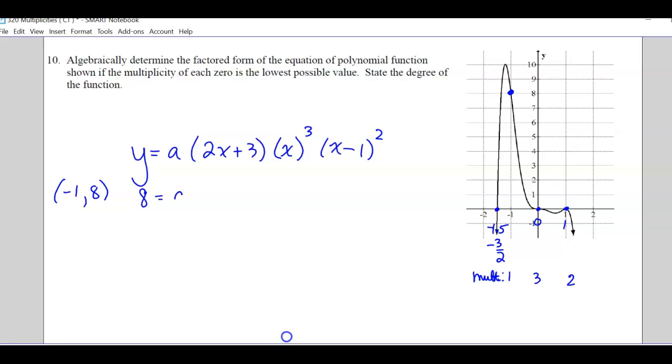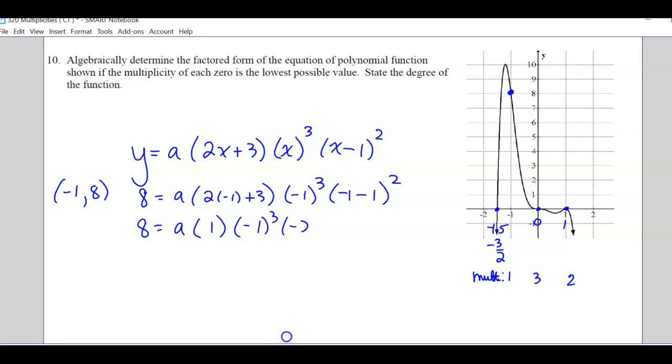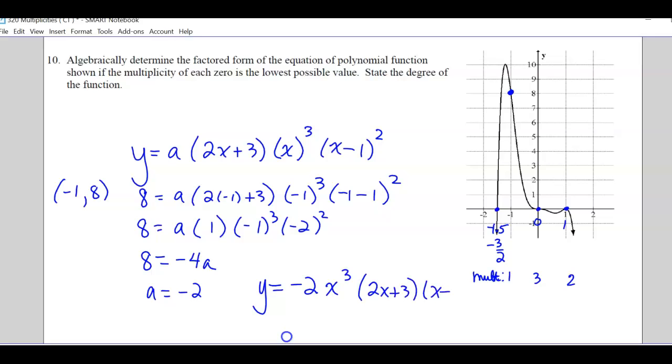So 8 equals a times (2 times negative 1 plus 3), negative 1 cubed, (negative 1 minus 1) squared. Okay, so that's going to be negative 1 times 4 is negative 4a, so a equals negative 2. Now when I write it, I put negative 2 to start, then I'm going to put my x cubed, then my 2x plus 3, then my x minus 1 squared.